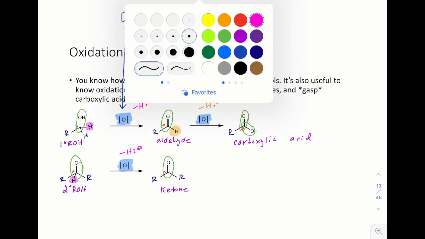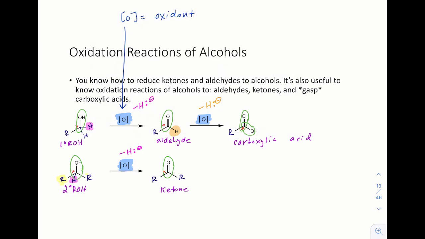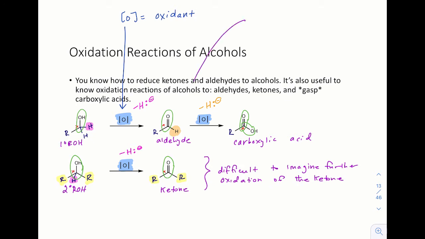Now, because the secondary alcohol begins with two R groups, ending up with those two alkyl groups maintained in the ketone, it's a bit difficult to imagine further oxidation of the ketone. Unlike the aldehyde, which had another hydrogen atom that could be removed as hydride to form the carboxylic acid, the ketone does not have a hydrogen atom bonded to the carbonyl carbon, it has two alkyl groups.